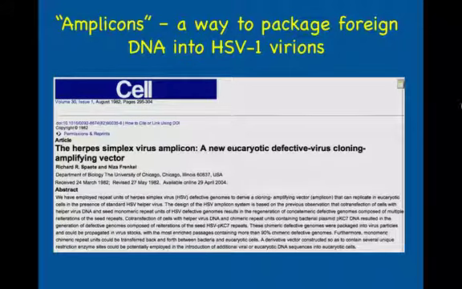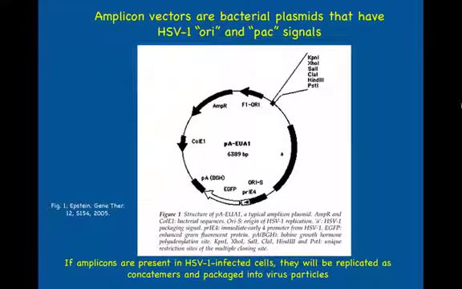Amplicons are a way to package foreign DNA inside HSV1. These are bacterial plasmids that have the HSV1 ori and PAC signals. Ori refers to an origin of replication. PAC signal is the packaging signal. Very clever naming. If amplicons are present in an HSV1 infected cell, they'll be replicated as concatemers and packaged into the virus particle. So you can get these plasmids inside of virus particles, and that's what you want.